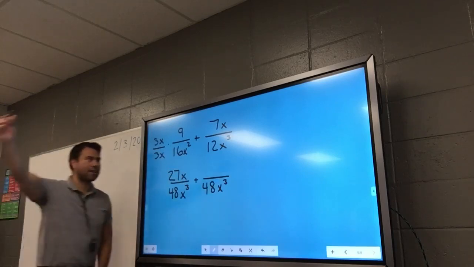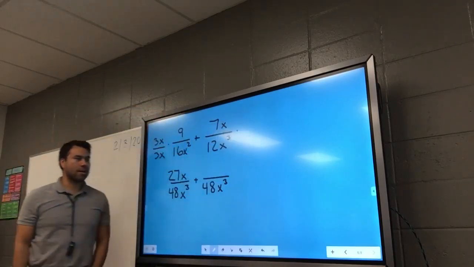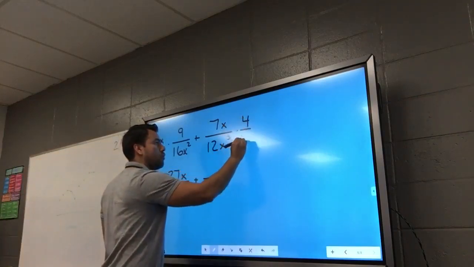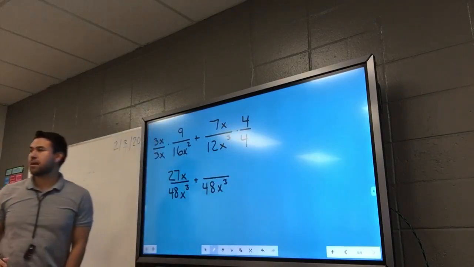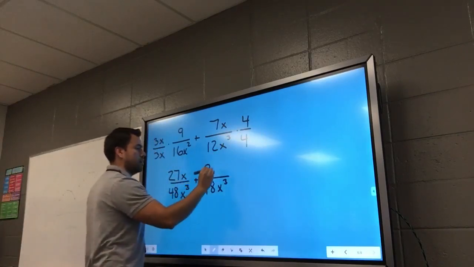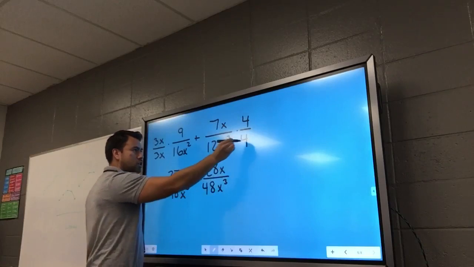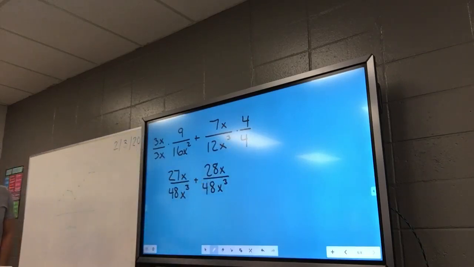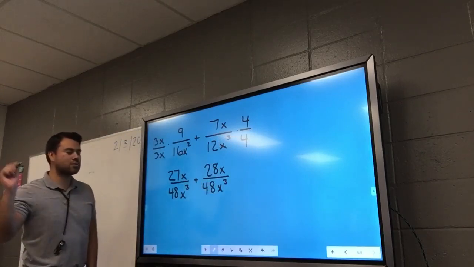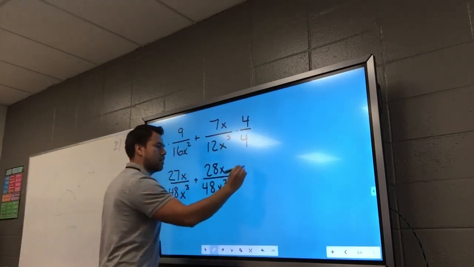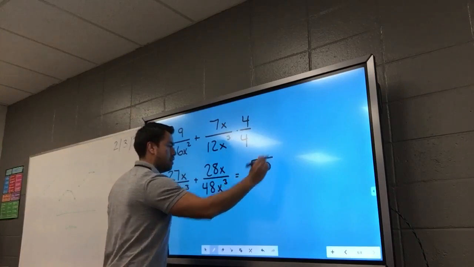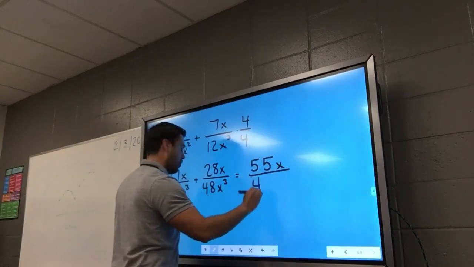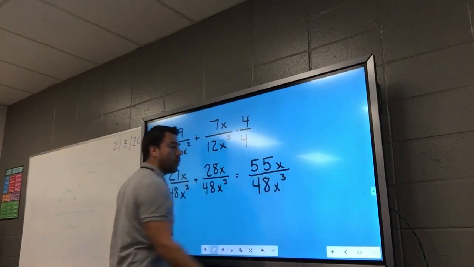All right, the second fraction. What do I multiply by? 4 over 4. What's 4 times 7x? 28x. And then 12x cubed times 4 is 48x cubed. So that worked out. Now I can add numerators, 27x plus 28x: 55x over 48x cubed.